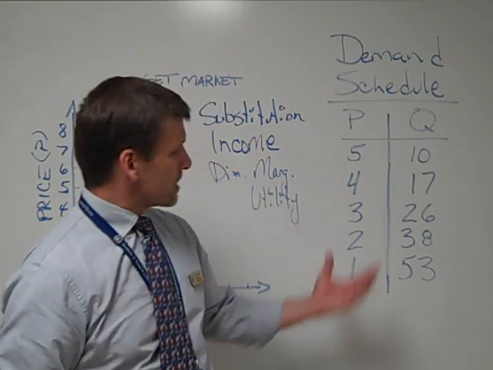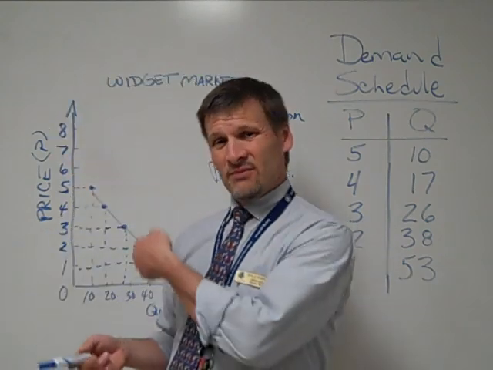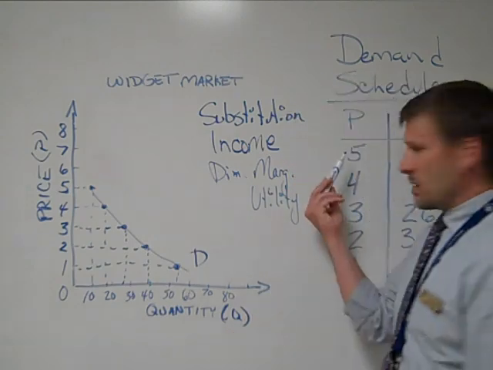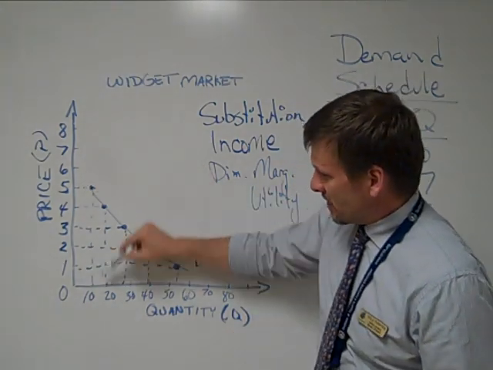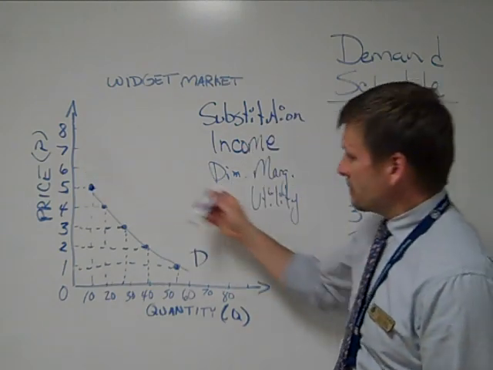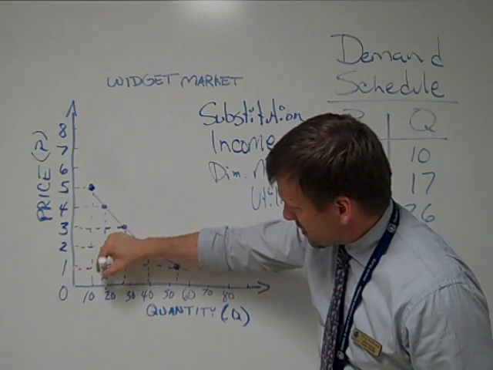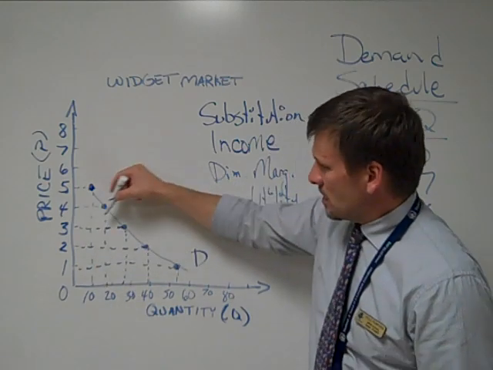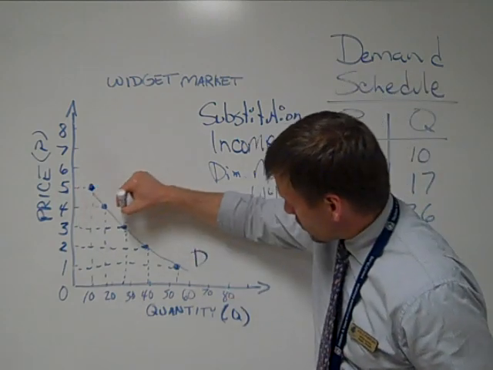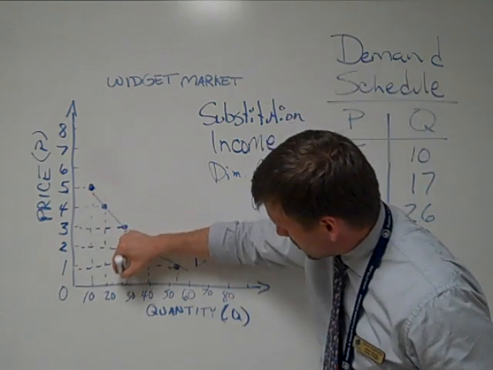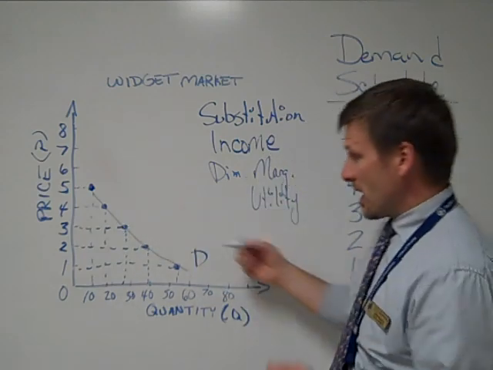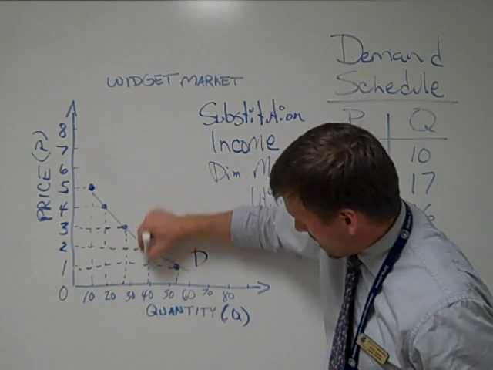We can graph this. We'll take these points. I've actually done this ahead of time just to save time on the video. My first point, at 5:10, is 5 and 10. It's here. The second point is 4:17. The next point was 3:26, so at a price of 3 we demand 26 units. The fourth point is at 2:38, so at a price of 2 we want 38 units.